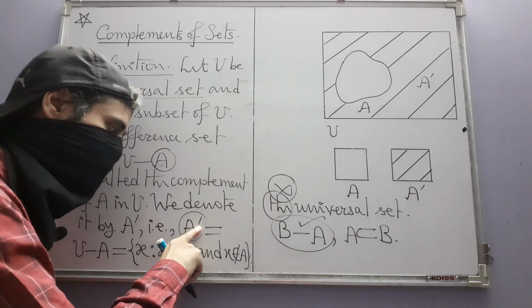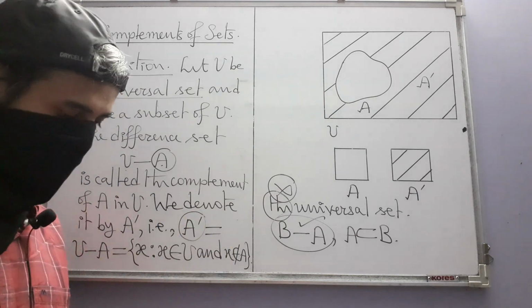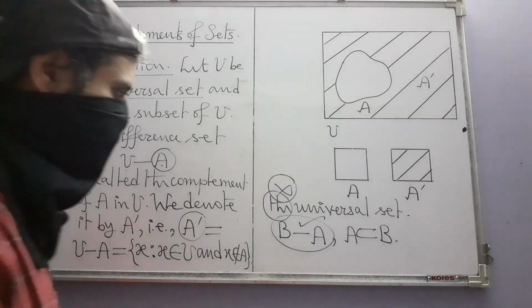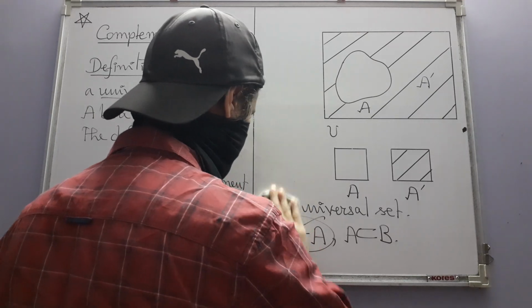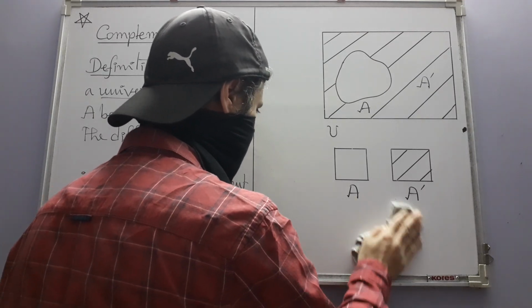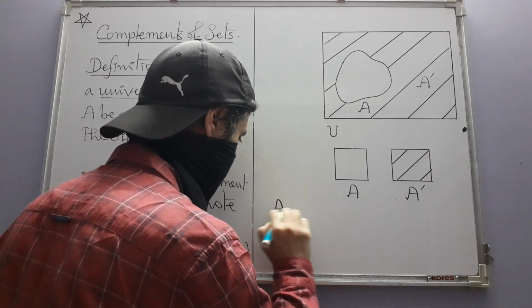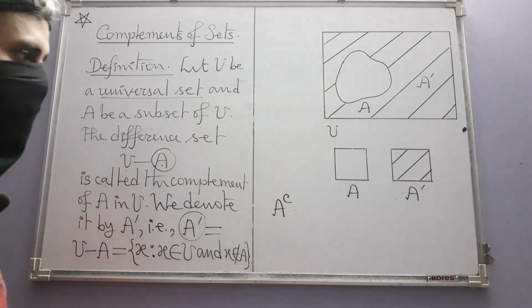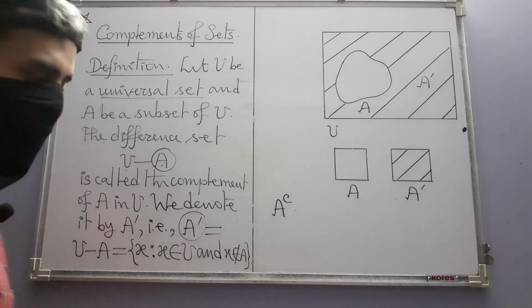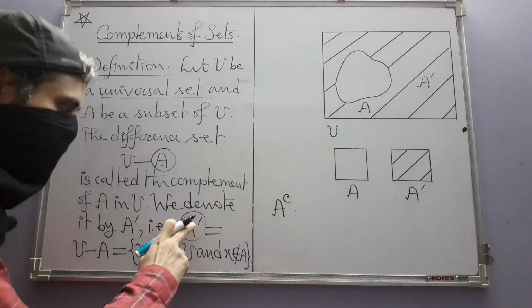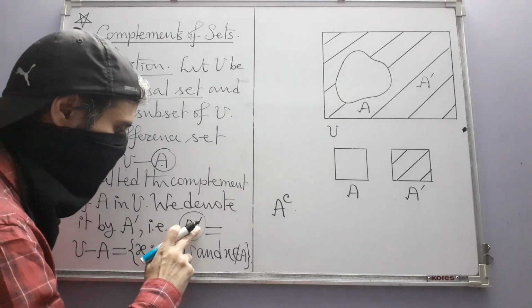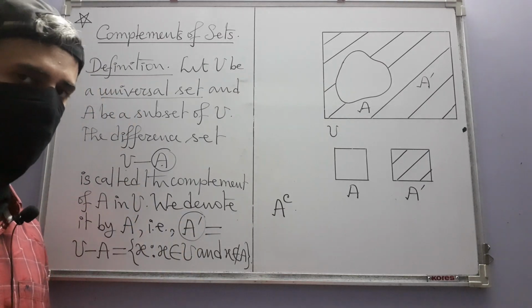Now, this is not the only notation. There are other notations to denote complements. Another notation is A superscript C. This is, however, an old notation. The popular one and the one that almost everyone uses is this A prime. Okay, so we also use this.